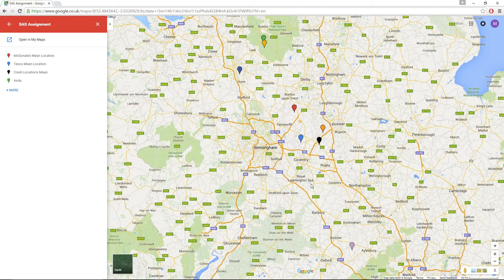While unfortunately this was not created in SAS, I plotted the mean locations of the stores and the accidents on a Google Maps. This map helps visualise the locations of Tesco and Sainsbury's to the mean accident location, which helps show just how close they are compared to the other retailers to the accidents.